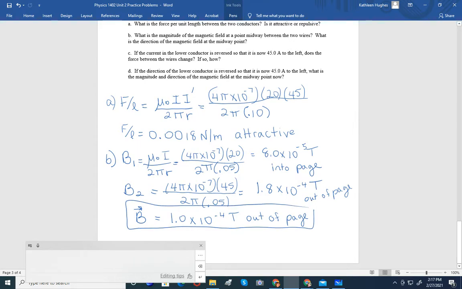All right, let's look at C. C says if the current in the lower conductor is reversed so that it is now 45 amps to the left, does the force between the wires change? If so, how? Well, the magnitude will be exactly the same. All the numbers will be the same. So the answer there would be same magnitude, but now it's going to be repulsive because they're in opposite directions.